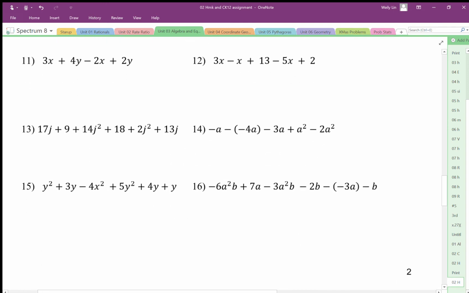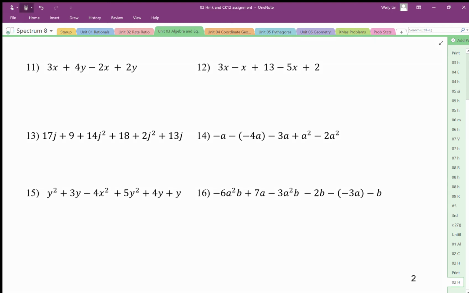Okay, so let's go over maybe the last couple here, and then I'll explain some of this homework assignment as well. Here we want to identify the like terms. For 13, we're looking at j. J squared is not a like term. So we're going to do plus 13j. 17j plus 13j gives me a total of 30j. If I go on to the 9, those are constant terms, so plus 18. So it's going to be plus 27 as our constant term.